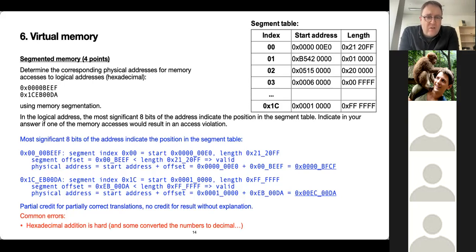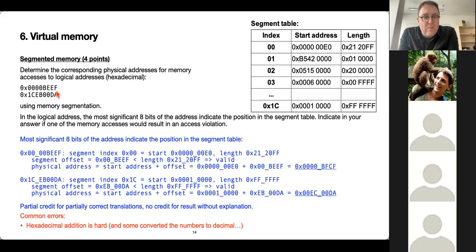We also said in the logical address the most significant 8 bits of the address indicate the position in the segment table, so which segment index it is. And you were supposed to determine the physical addresses from these logical addresses that use segmentation. So what you have to do is look at the first 2 hex digits, which is the most significant 8 bits of the number, and then look at the segment table. So the first address, 0000BEEF, has the first 2 hex digits of 00, so it's segment table index 0, the first one of our table. Then we see this actually starts at address E0, so it has an offset, and it has a given length of 2120FF.